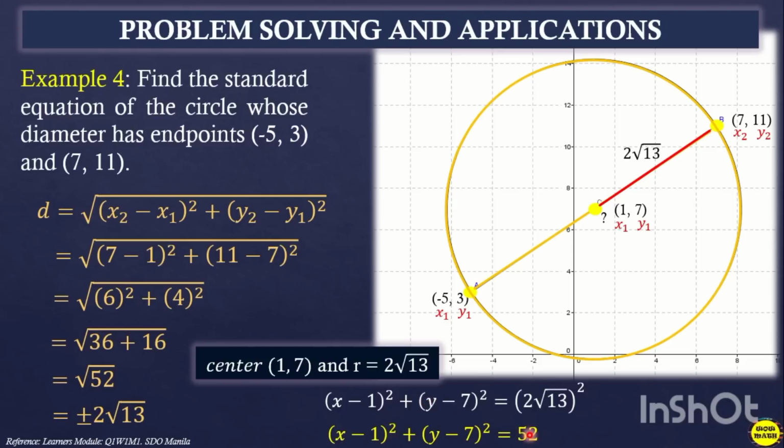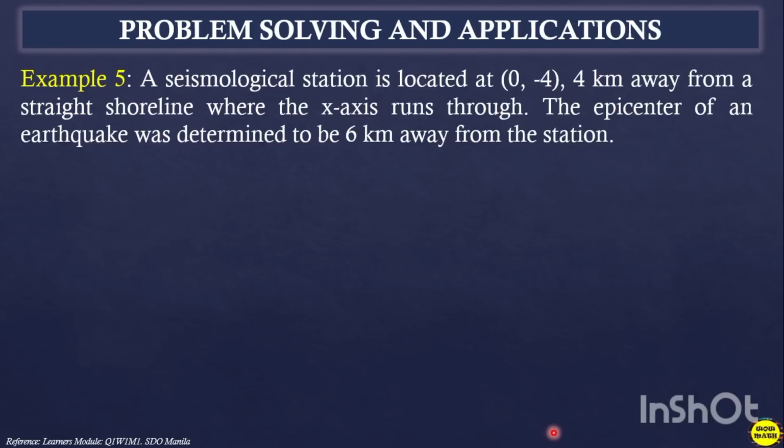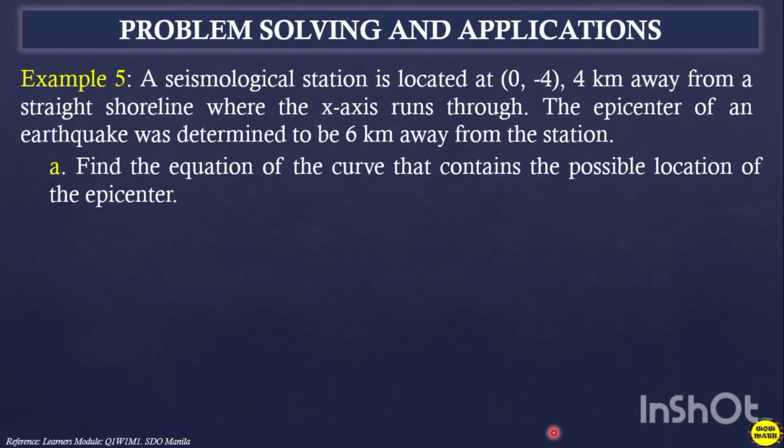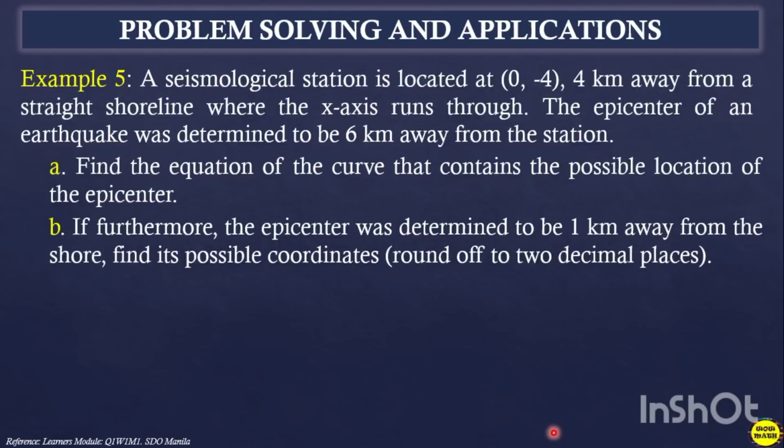is equal to 52. So another problem: a seismological station is located at (0, negative 4) kilometers away from a straight shoreline where the x-axis runs through. The epicenter of an earthquake was determined to be 6 kilometers away from the station. First, find the equation of the curve that contains the possible location of the epicenter, and B, if furthermore, the epicenter was determined to be 1 kilometer away from the shore, find its possible coordinates. So you can round off your final answer to 2 decimal places.